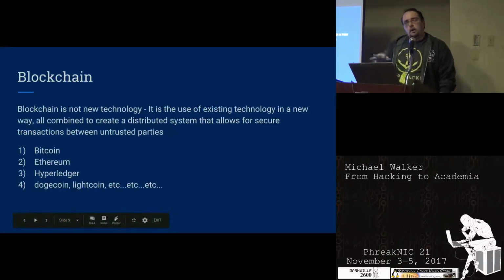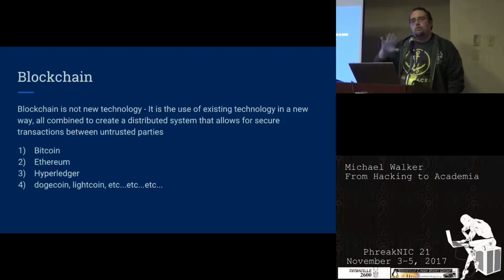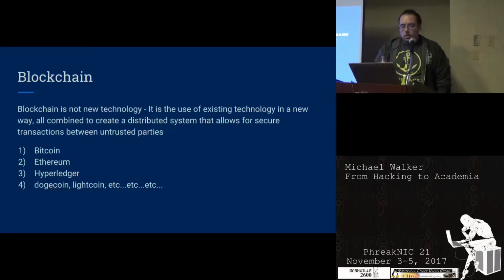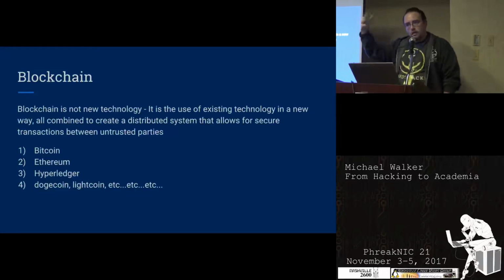So, blockchain. Let's just give a basic overview so that everybody actually really understands what it is. Blockchain isn't anything new in and of itself. What it is, is a using of different technologies combined together in a new and unique, novel way to provide a service. And that service is a distributed ledger. And so Bitcoin, Ethereum, Hyperledger, Dogecoin, however you spell it or pronounce it, Litecoin, etc., etc., etc.